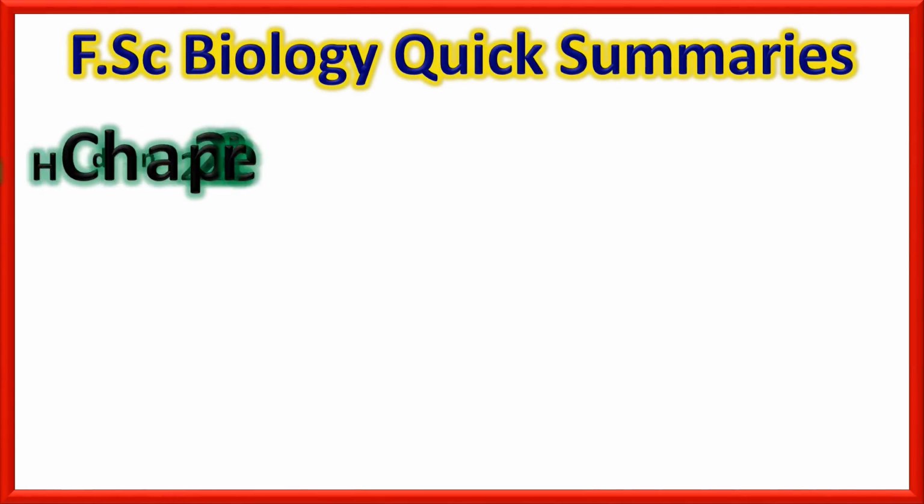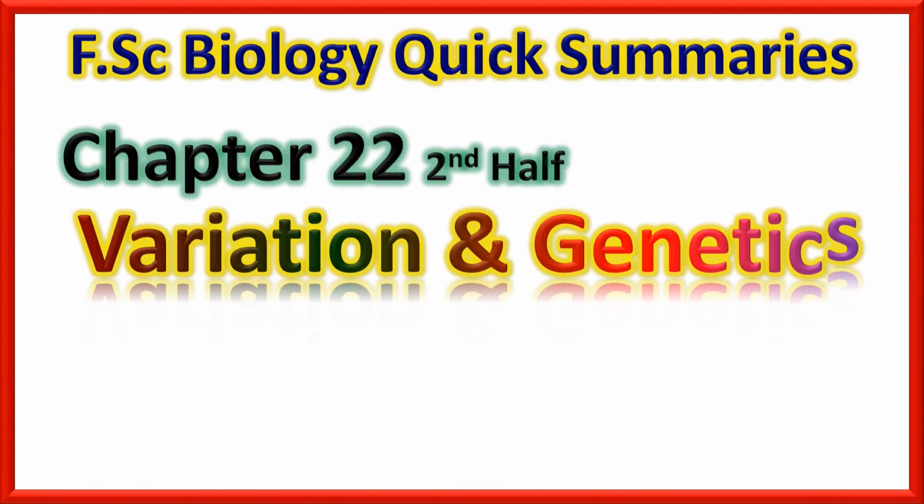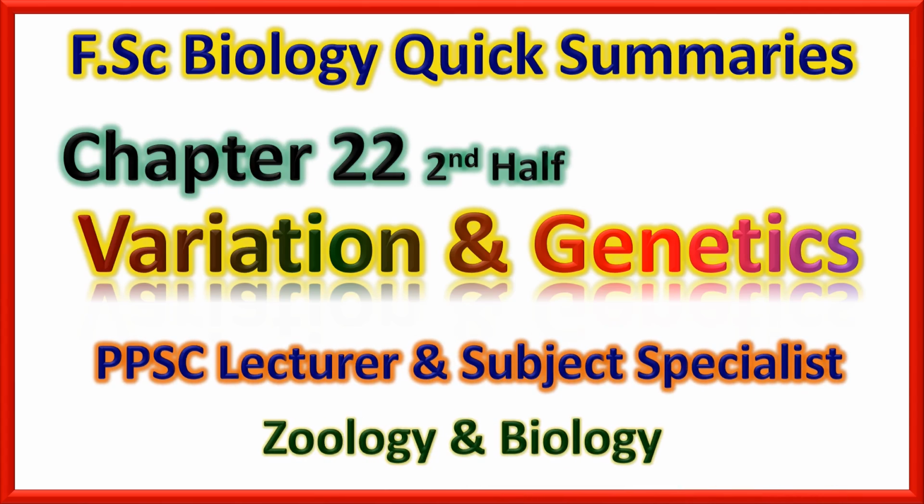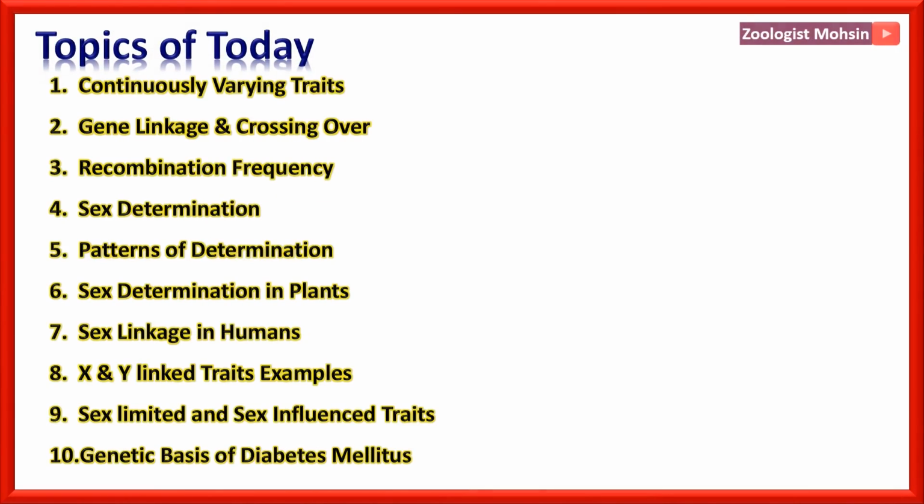FSc Biology Quick Summaries, Chapter 22, Second Half, Variation and Genetics for the preparation of PPSC Lecturer and Subject Specialist Zoology and Biology. In this remaining half of Chapter 22, we shall discuss these remaining topics from continuously varying traits, and moving through, we shall end at genetic basis of diabetes mellitus.